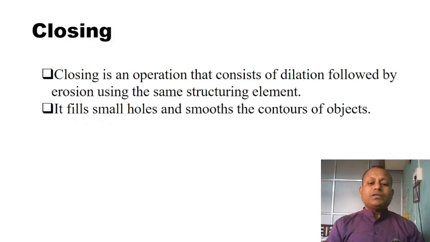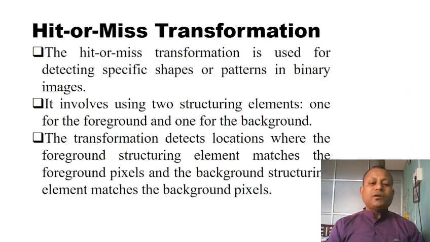Now the next one is closing. Closing is an operation that consists of dilation followed by erosion, also a combination of the two using the same structuring element. It fills small holes and smooths the contours of objects, helping to smooth the image after morphological processing.